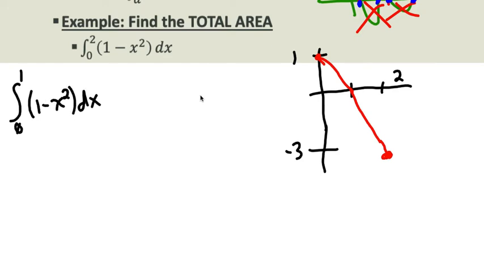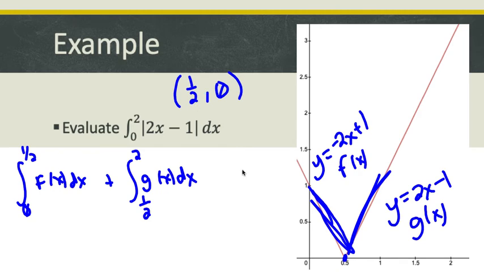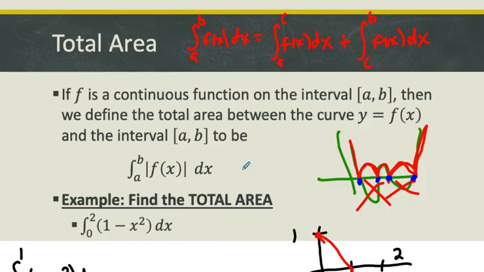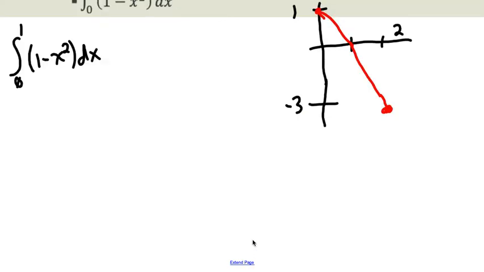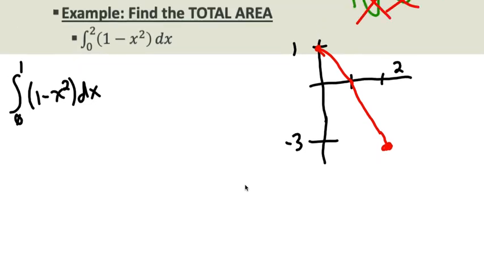Now this is not like absolute values where we have to rewrite the two equations, because this is still the same curve, it's still the same function. We don't need to split that up. So it's still going to be the same function here. So I'm going to do plus the integral from 1 to 2, 1 minus x squared dx.